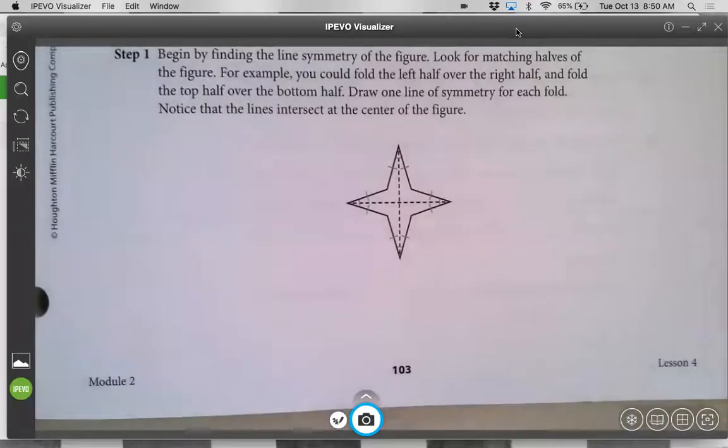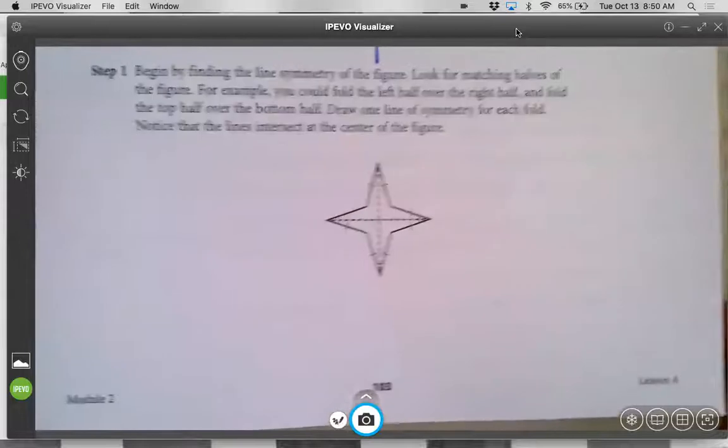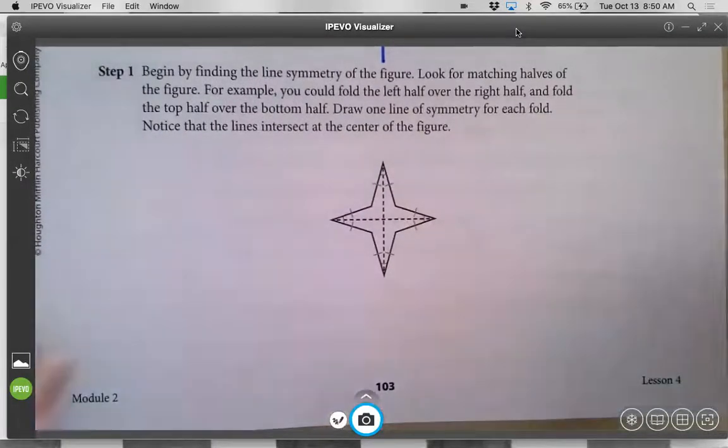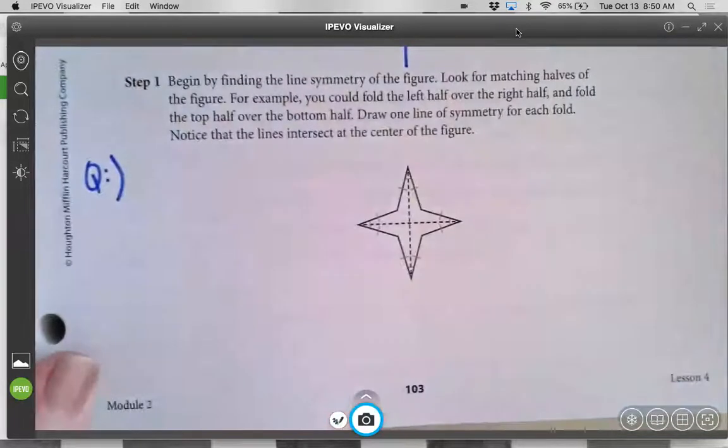If I'm taking the time to do this and write in extra stuff in the book, that means that you will for sure see this on a quiz or a test at some point. Weekly check, common assessment, quiz, test, tomato, tomato. So the first thing over here, put just Q for question.